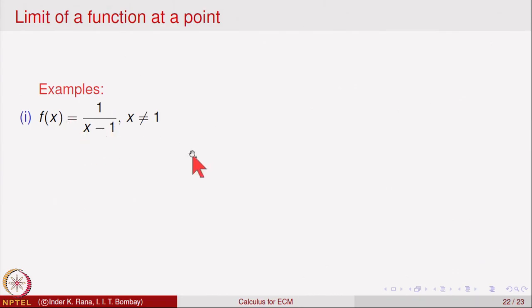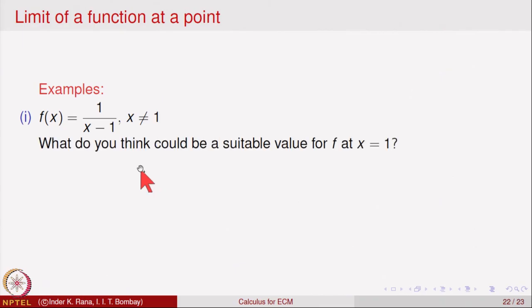So, the function is not defined at the point x equal to 1, that point is not in the domain of the function, but that does not matter. The function is defined at all points near x equal to 1. So, we can look at the limit of f(x) as x goes to 1, whether that exists or not. So, let us look at that. Do you think we can produce a suitable value? Well, let us look at the particular cases.